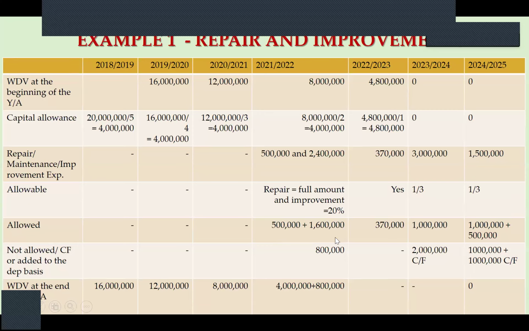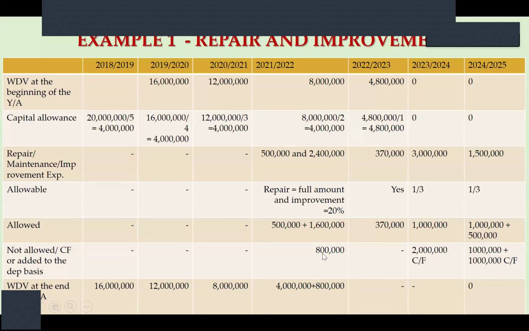So what is the amount we can allow as a deduction? That is 1.6 million. So what is the incurred value? It is 2.4 million, because the repair total amount can be allowed as a deduction, no issue. But for improvement, the company has incurred 2.4 million but can be allowed only 1.6 million. Then the balance 800,000 is not allowed as a deduction.